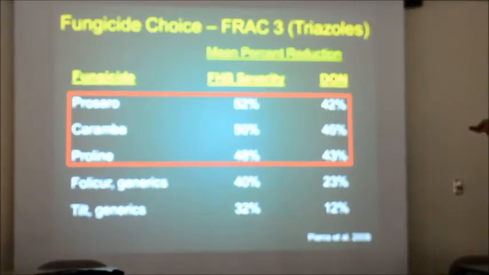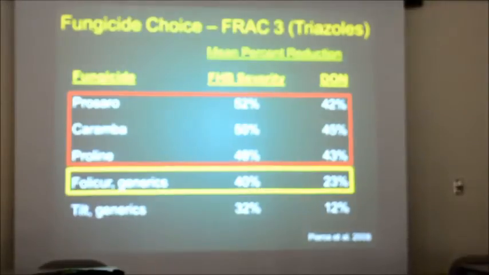What we do have is we have the triazoles. We do know that there are some better than the rest. If you look at the Folicur generics, on this DON it says down to 23% of suppression. I'd raise this to about 30 is what I call it, just based on the data we've had over the last couple of years.